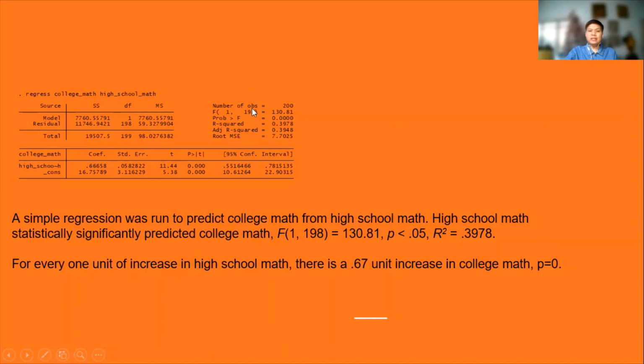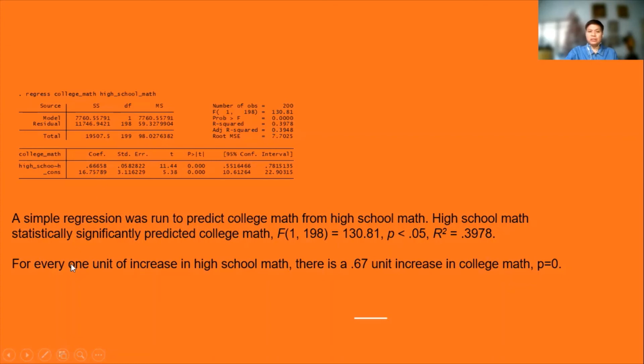When do I say that? If the p-value here is less than 0.05. In this case, it is 0. So you can write p is equals to 0 or p is less than 0.05. And then the r squared, that explains the variability of the dependent variable caused by the independent variable or variables. It's 0.3978. And then let's have the individual interpretation.